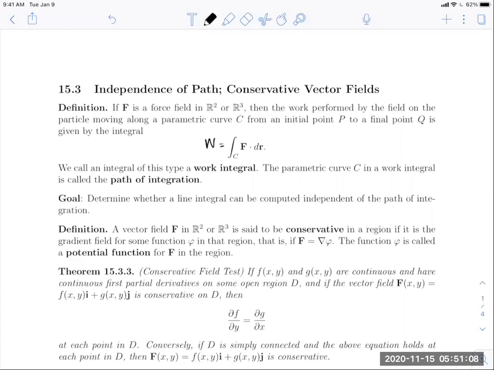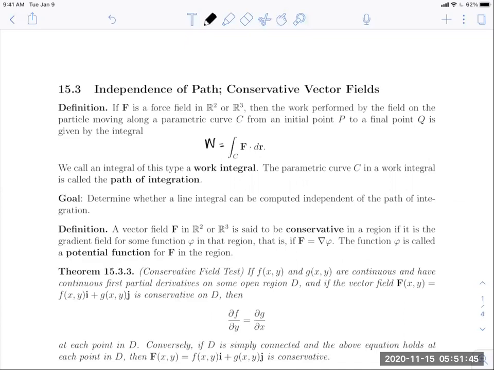We call an integral of this type a work integral, and the parametric curve C in a work integral is called the path of integration. By the name of this section, you can assume that we're going to be working with these work integrals, but specifically, we'd like to understand when the path of integration is less important. In particular, when can we assume that this work is independent of path, and how can we determine that? So again, our goal is to determine whether a line integral can be computed independent of the path of integration.